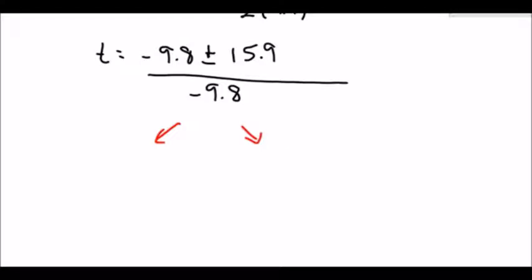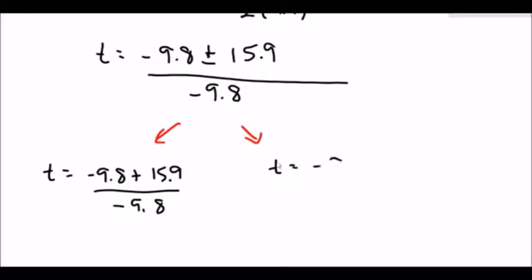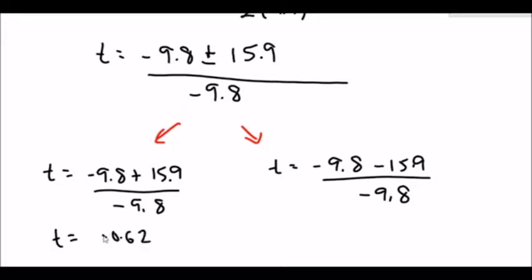So now I'm going to separate it into my two potential answers. So t is negative 9.8 plus 15.9 divided by negative 9.8, or t is negative 9.8 minus 15.9 divided by negative 9.8. So here I get a value for t of negative 0.62. So that's on the imaginary math-only part of the parabola, so I'll put a little x through it. And over here, I get a value of 2.62. And that makes sense because remember, we know that the ball lands at 2.7. So at 2.62 seconds, it must have been pretty close to landing, like 1 meter off the ground.